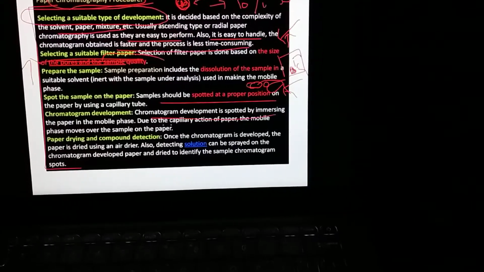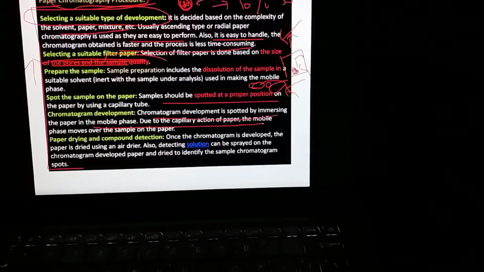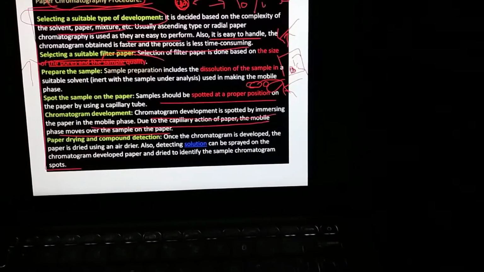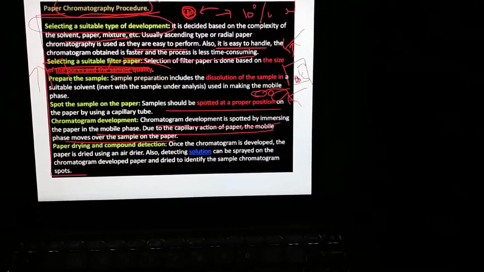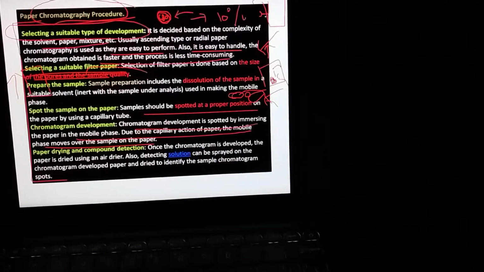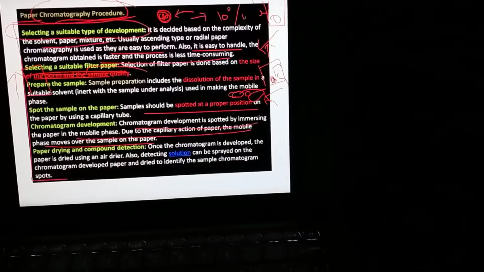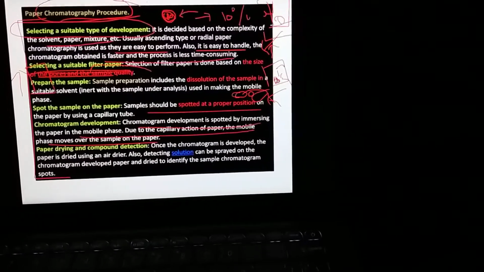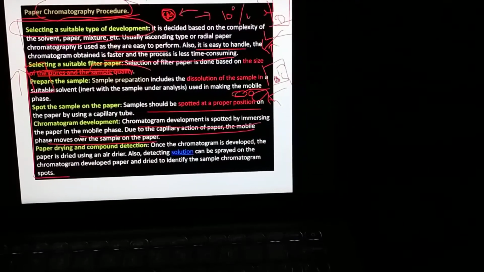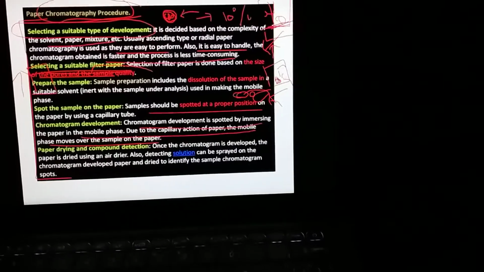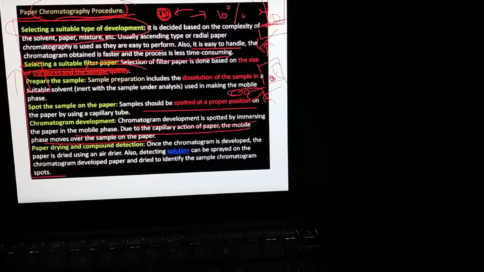Chromatogram development is done by immersing the paper in the mobile phase. Due to capillary action of the paper, the mobile phase moves over it. Suppose this is your paper and this is your spot. The spot will not dip in your solvent. Before the experiment, your spot should not be dipped in the mobile phase, so it will be spotted above the mobile phase.